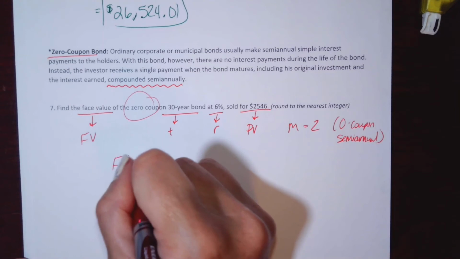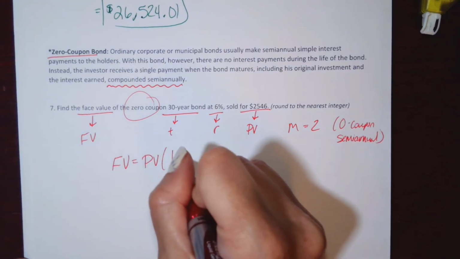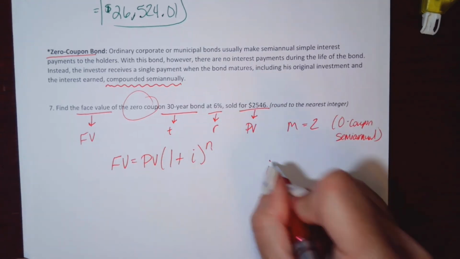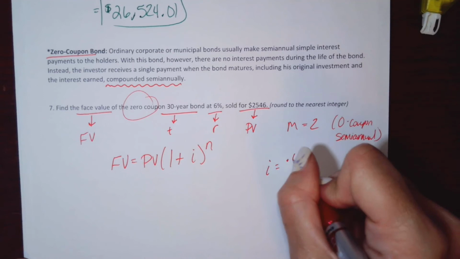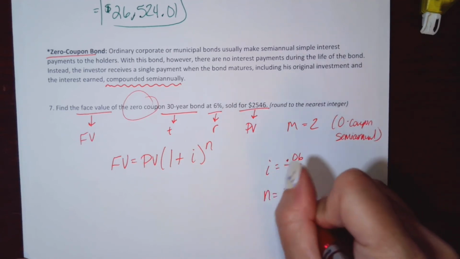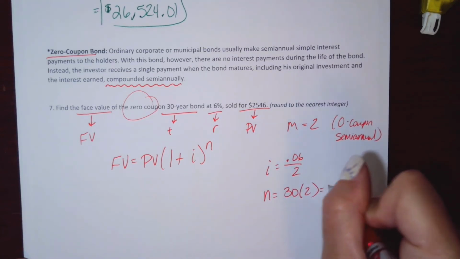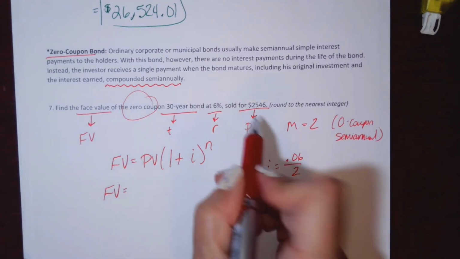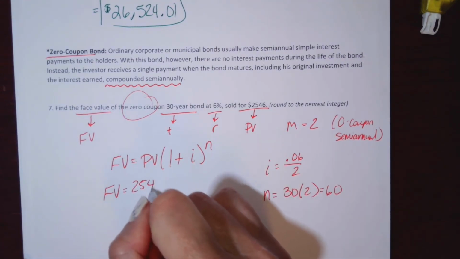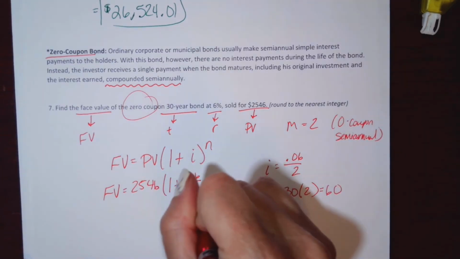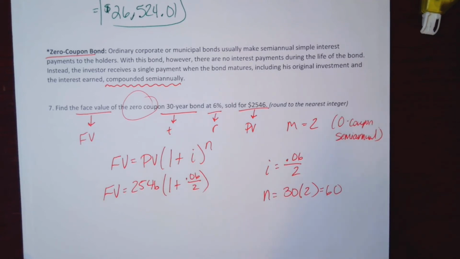So when I set up my formula, I is going to be that rate as a decimal divided by my compounding period. N is going to be the years times the compounding period. So this time N is 60. So I've got future value equals, well, I buy it for $2,546. Got an interest rate of 0.06, compounded semi-annually because it's a zero coupon bond over 30 years.